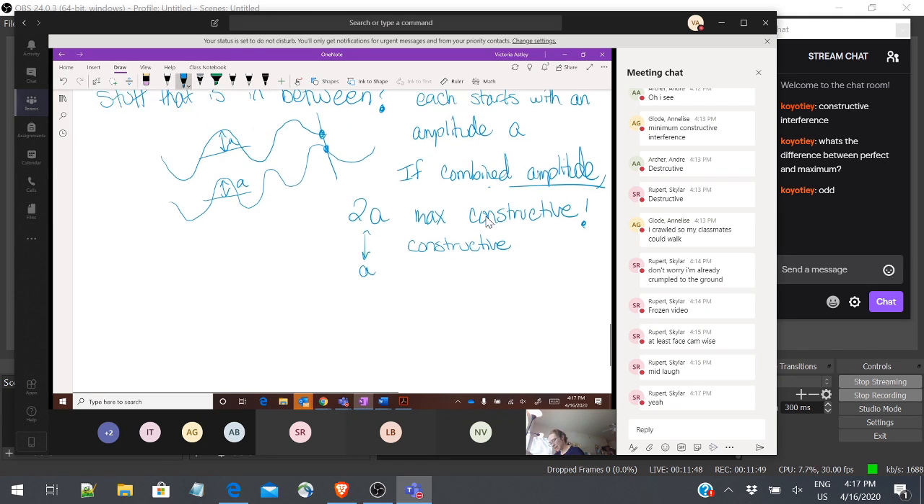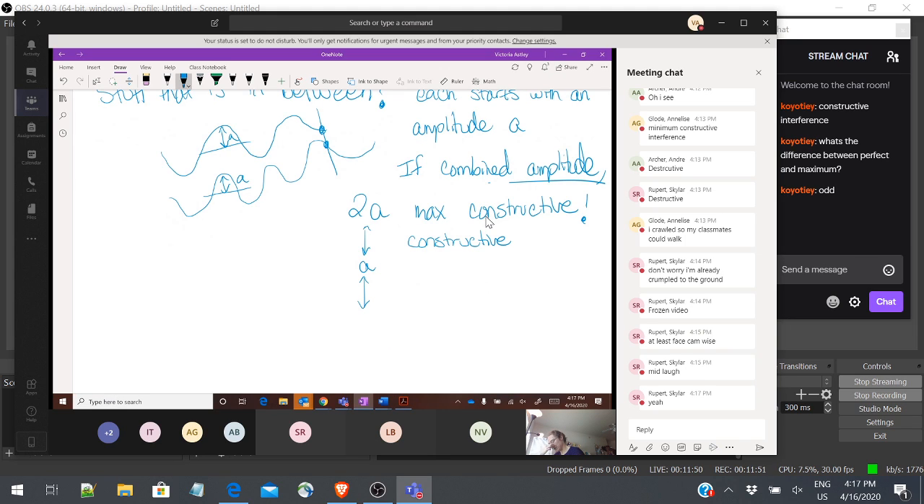Okay. If it's less than the original amplitude, it would be destructive because it's smaller than just one wave by itself, but it's not totally zero. And then if it's totally zero, it would be perfectly destructive.